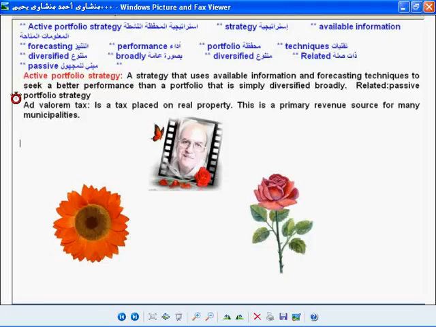Ad valorem tax is a tax placed on real property. This is a primary revenue source for many municipalities.